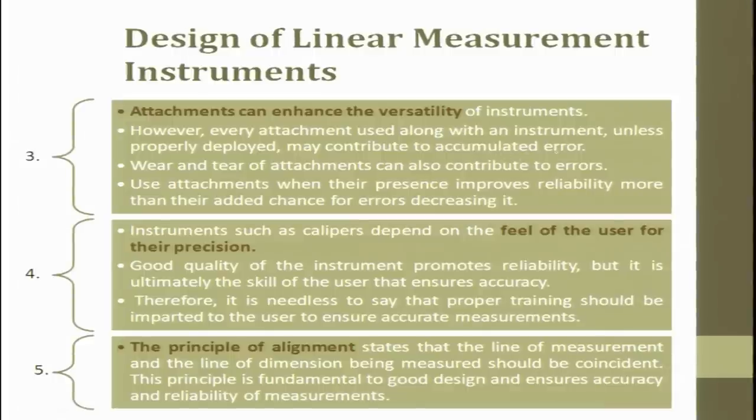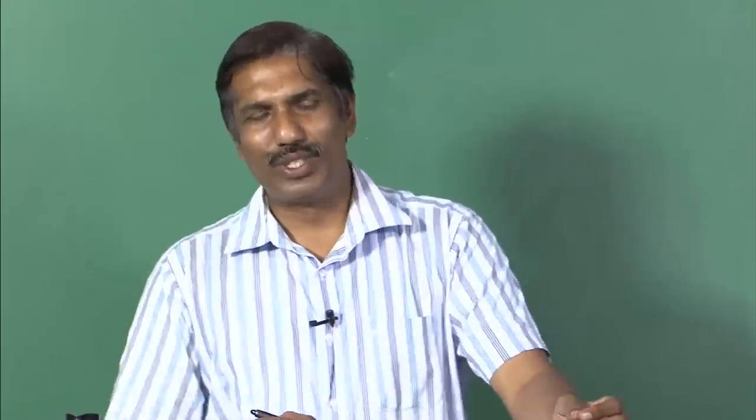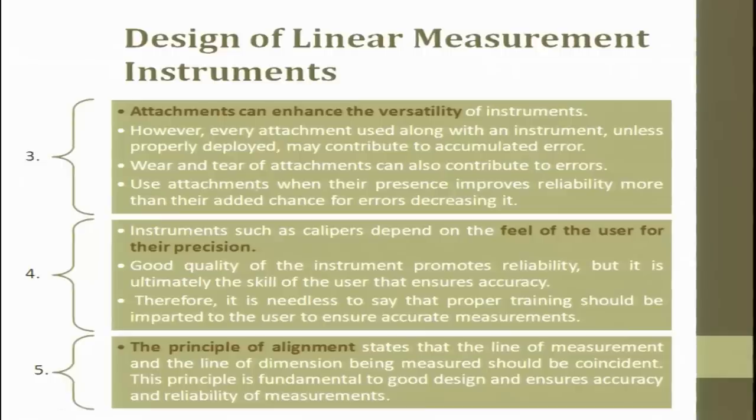That means if you are trying to fix one more attachment to your scale, and if the attachment is not fixed properly, then there is going to be an error. So, this error is going to give you a value which is not original. Use attachments when their presence improves reliability more than their added chance of error decreases it.